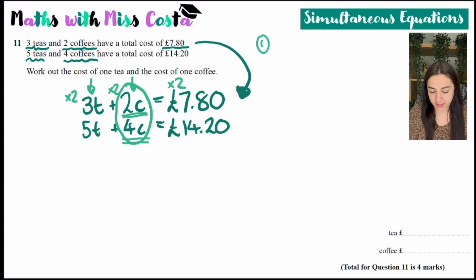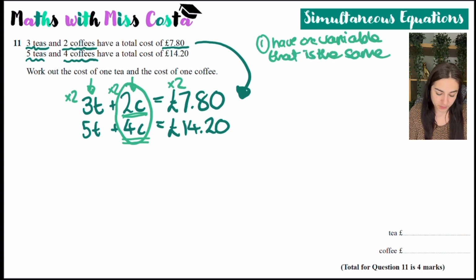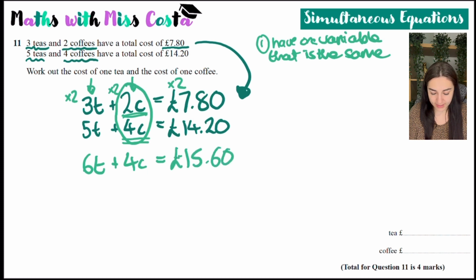So step 1 is you want to make sure you have one variable that is the same. Okay, so if I multiplied this by 2, that would give me 6t plus 4c equals £15.60. So this is this equation just multiplied by 2. We have to multiply each individual part by 2. And then I'd write out the next equation underneath.